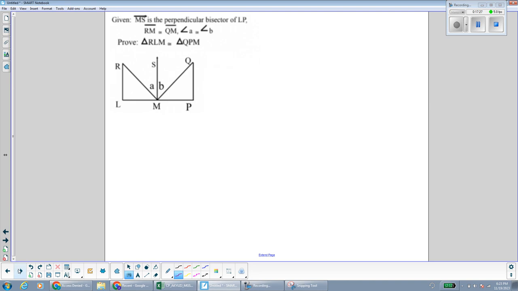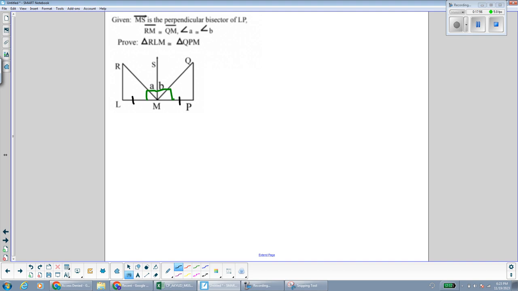Okay, for this one over here, our given information states MS is the perpendicular bisector of LP. Remember, perpendicular bisector is a two-part word. Perpendicular part means MS and LP make right angles where they intersect. The bisector part means that MS is splitting line segment LP into two congruent pieces. So LM is congruent to MP.